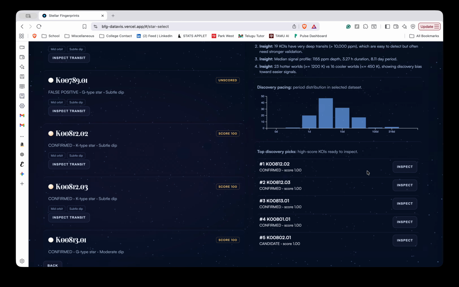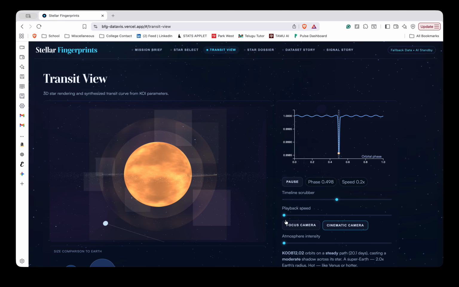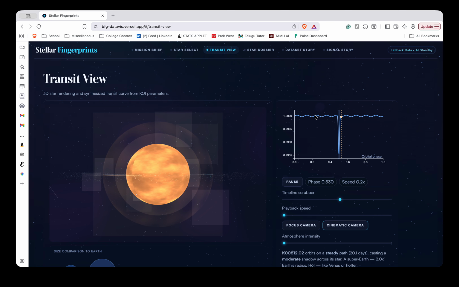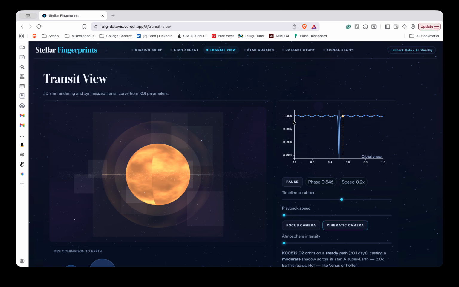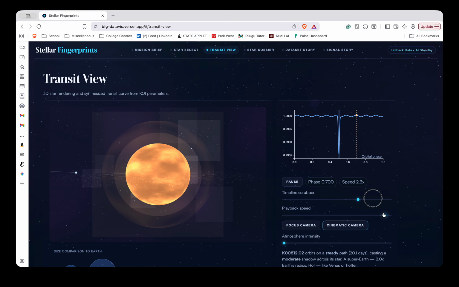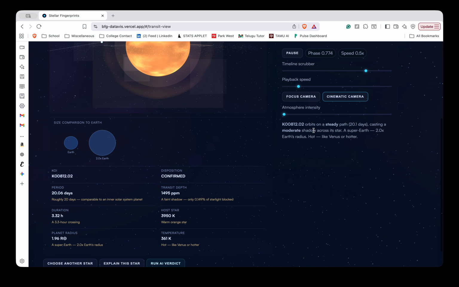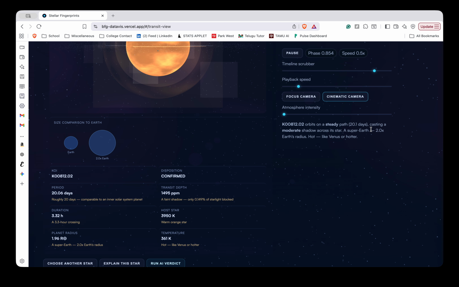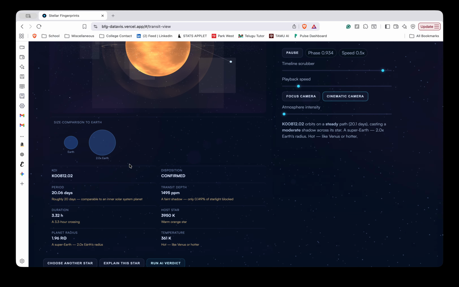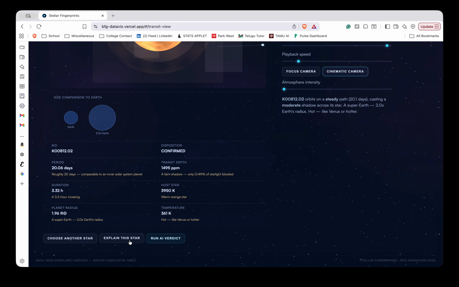And then these are some of the high discovery picks. We'll just start with this first one here. What we can see is we have focus mode and cinematic mode. These change the view, and we can move in cinematic mode. We have the actual orbital phase that we can see here, and we can change the speed of the phase or slow it down depending on how you want to look at it. It tells you a little bit more information, like how it has a steady path, how it's only 2 times as big as Earth, and it's hot like Venus or even hotter than that, and it gives more information.